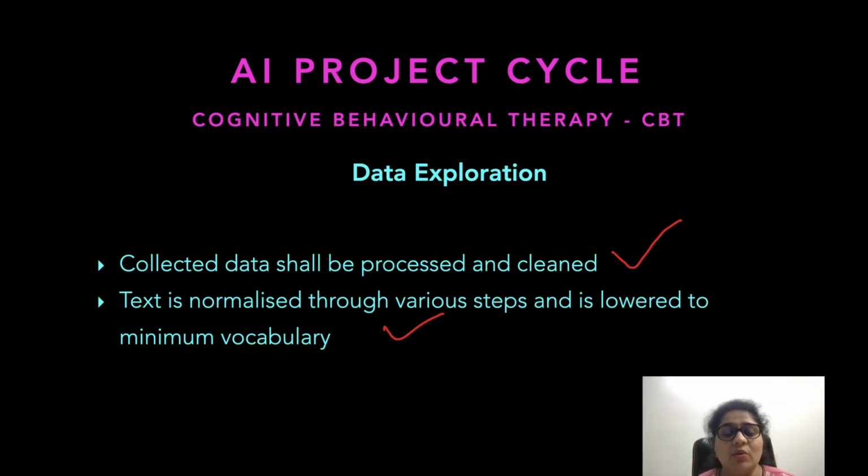But what we need to do is drop out all the grammatical or connector kind of words here. So the second point is text is normalized through various steps and lowered to minimum vocabulary. So all grammatical or connector words should be dropped from the sentence and only key points should be taken. That's how the text should be normalized. We'll talk about this in the later part of this section.